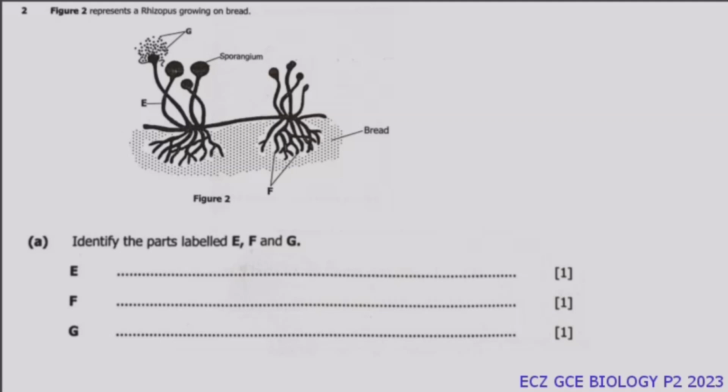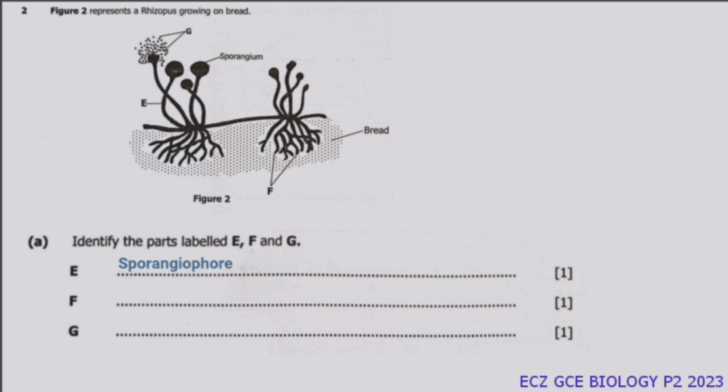Question 2 was as follows. Figure 2 represents rhizopus growing on bread. Okay, that is rhizopus growing on bread. Then question 2a is as follows. Identify the parts labeled E, F, and G. So what is the part labeled E?